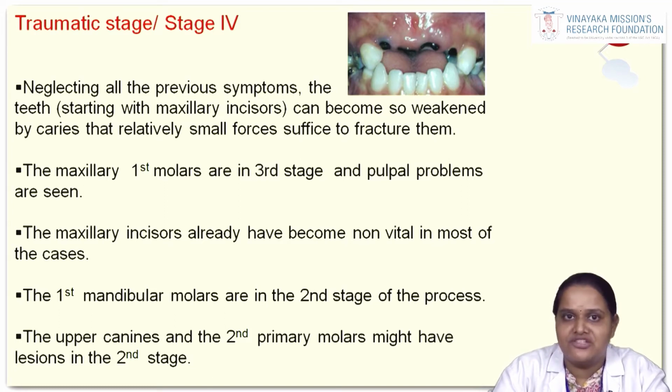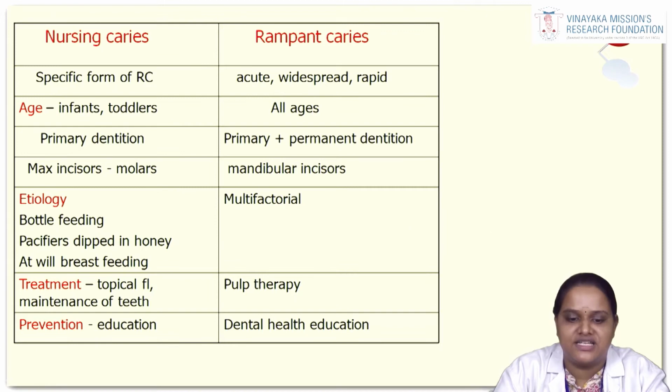The maxillary first molars are in the third stage and pulpal problems are often seen. Here the patient complains of pain often in spite of having no stimulus like eating. The maxillary incisors have already become non-vital in most of the cases. The mandibular molars are in the second stage of the process. The upper canines and second primary molars have lesions that are in the second stage.